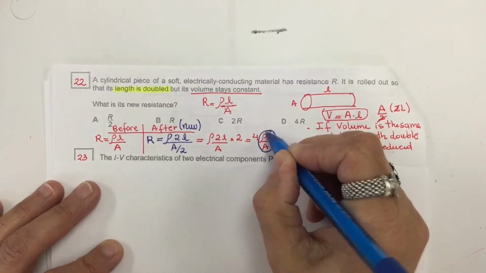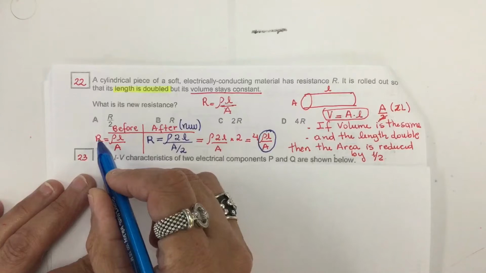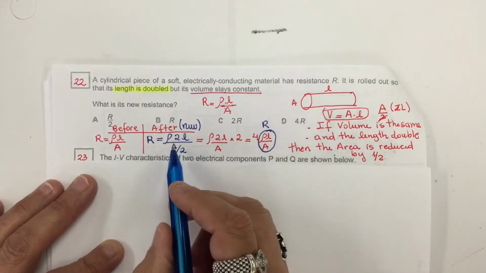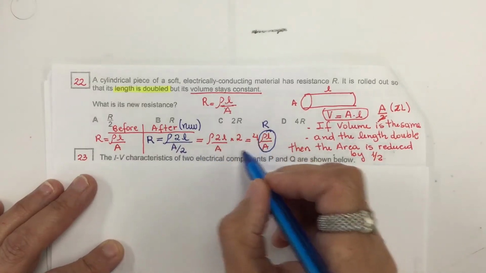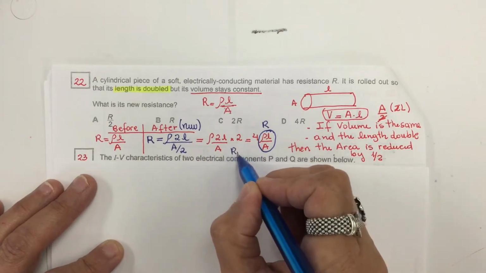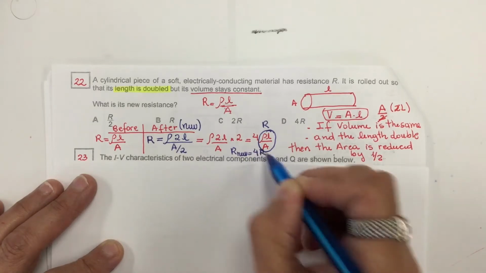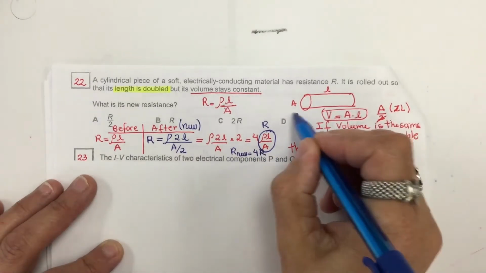Now this is exactly the value of R. So the new resistance will be 4 times the old one. So this is the answer.